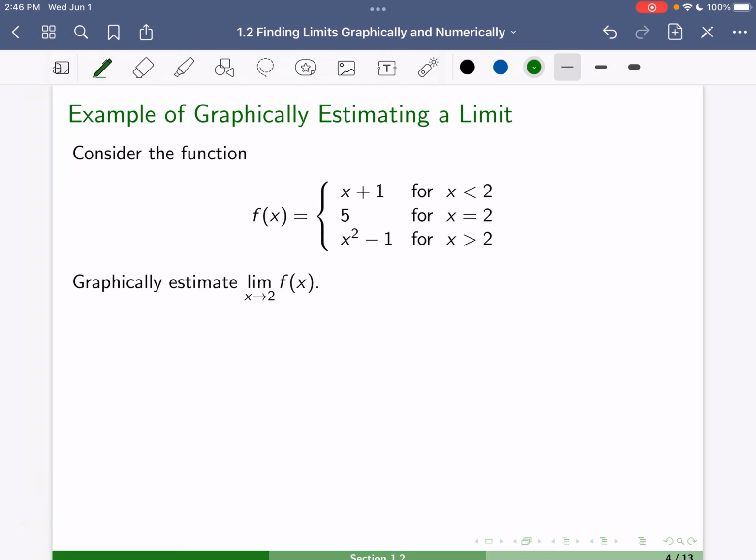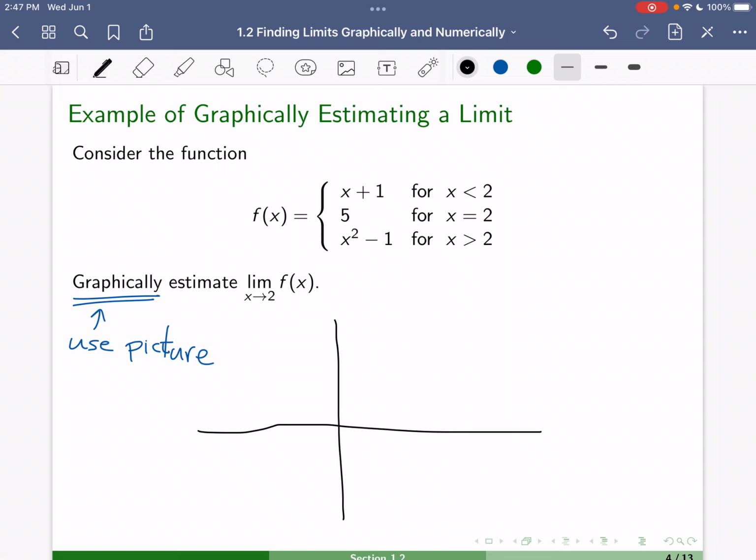Here we are asked to graphically estimate a limit. So we consider this piecewise defined function. We want to graphically estimate the limit as x approaches 2 of f of x. Right? So graphically, so we're going to use the picture. Now we're not provided a picture, so we're going to have to draw that picture. But we want to use that picture to try to decide the value of this limit. Now, what limit are we looking at? We're looking at the limit as x approaches 2.